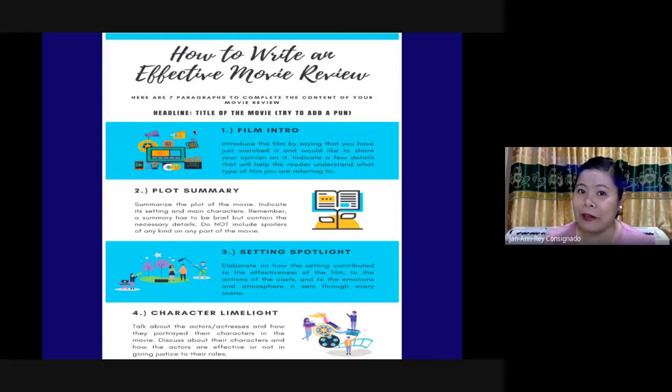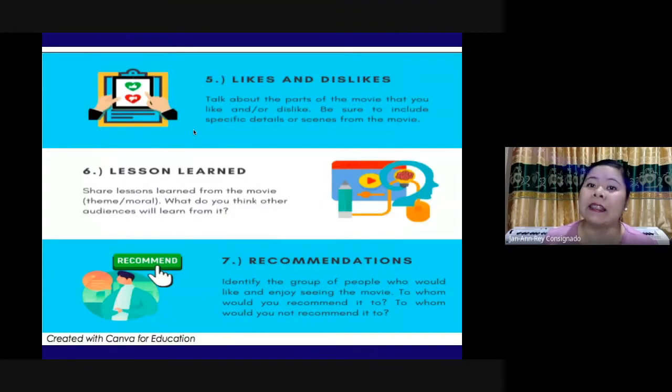How to write an effective movie review. Here are 7 paragraphs to complete the content of your movie review. Headline, title of the movie. Try to add a pun. We have 7 paragraphs. Number 1, film intro. Number 2, plot summary. Number 3, setting spotlight. Number 4, character limelight. Number 5, likes and dislikes. Number 6, lesson learned. And number 7, recommendations.